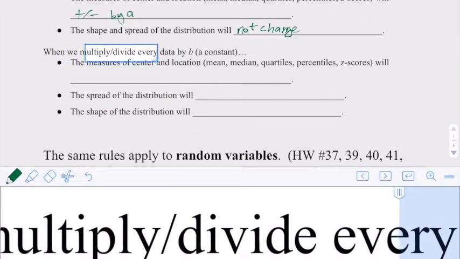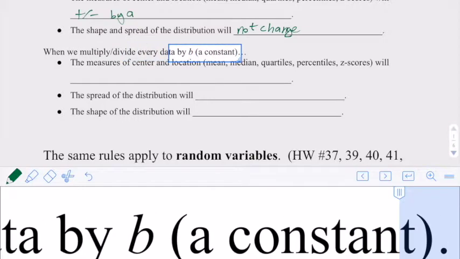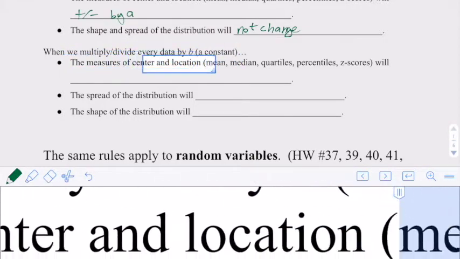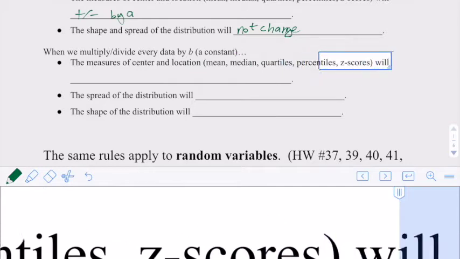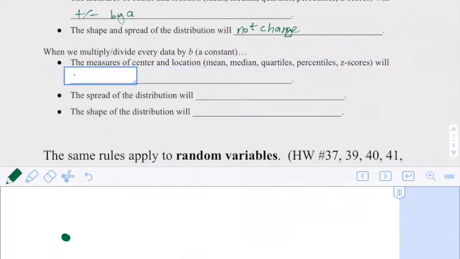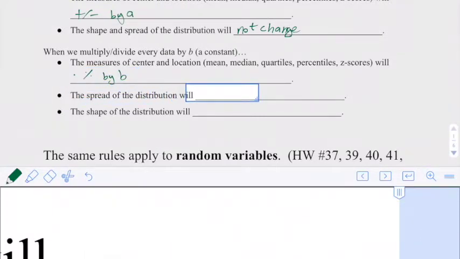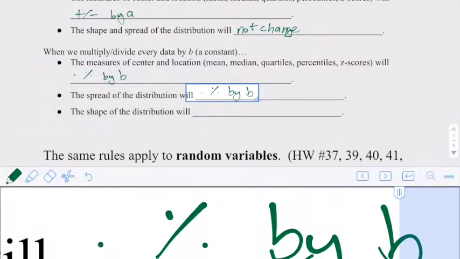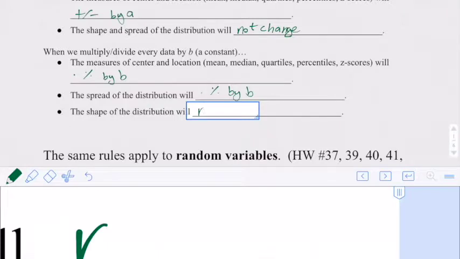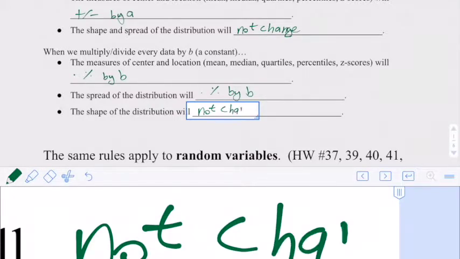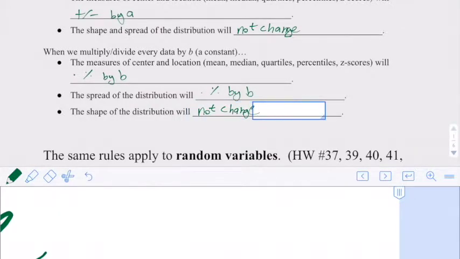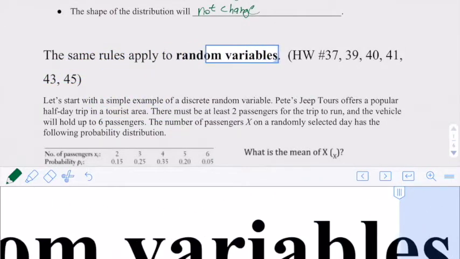When we multiply or divide every data point by b, which is a different constant, the measures of center and location, mean, median, quartiles, percentiles, z-scores, will multiply or divide by b. The spread of the distribution will also multiply or divide by b. And the shape of the distribution will not change. Right, wider and narrower does not change the shape. It's still either symmetric or skewed. So the same rules apply to random variables.